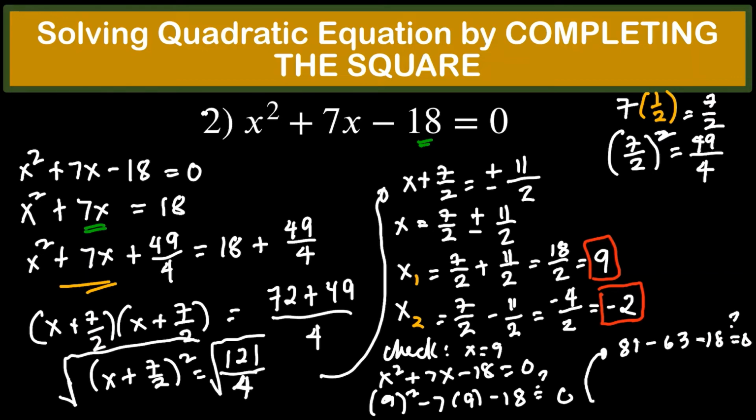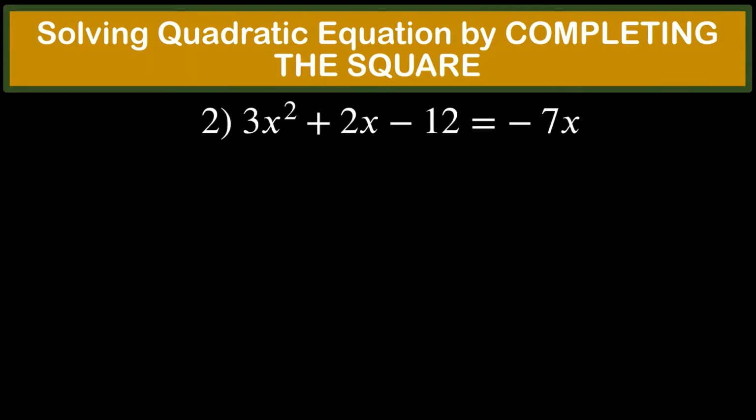Alright, so 81 minus 63 minus 18, that will give you 0 equals 0. And so 9 as an answer is correct. So I'm going to leave to you for you to check whether x equals -2 is also a correct answer for this equation. Let's have the last example.